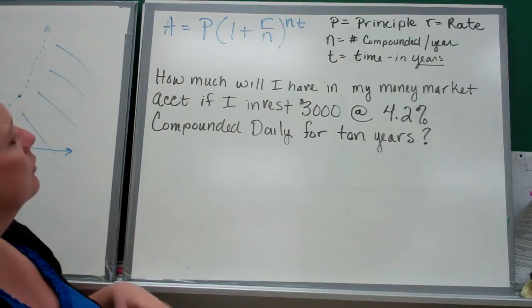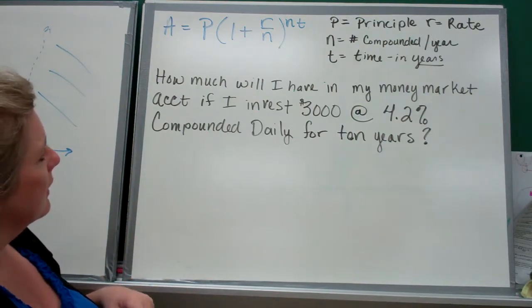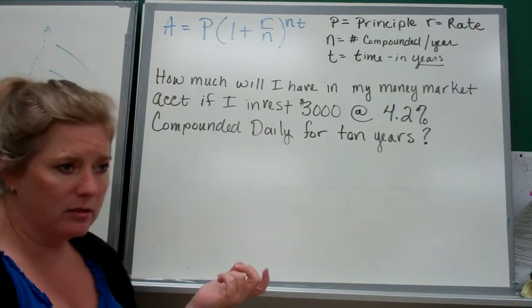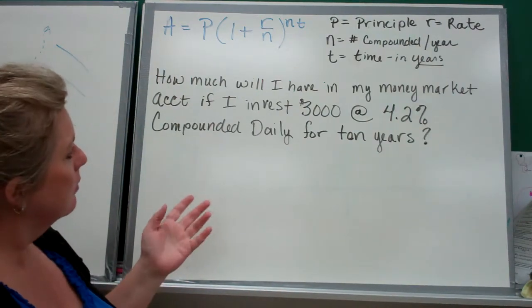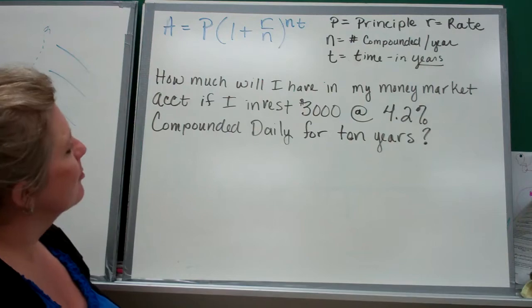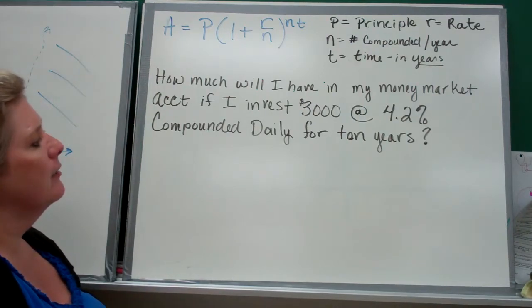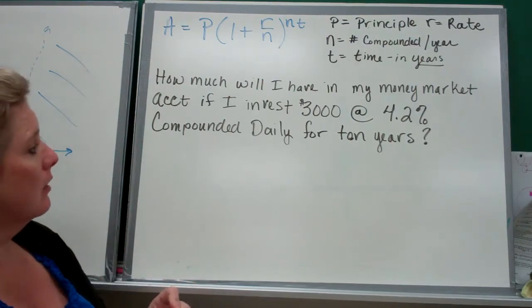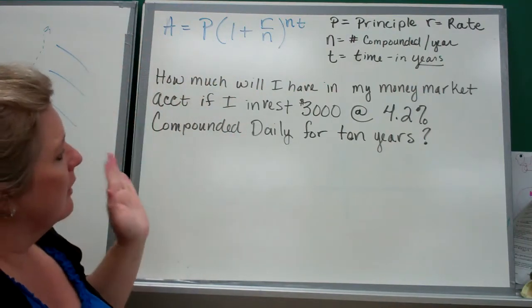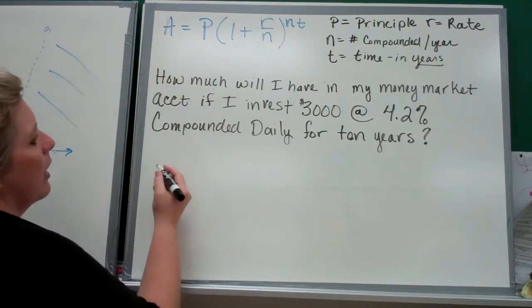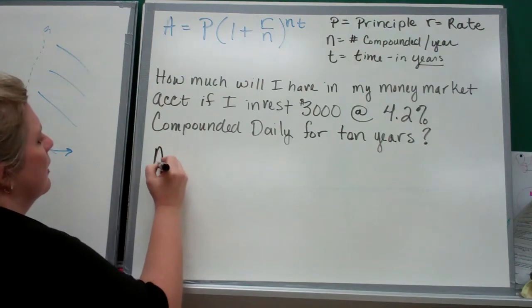Okay, so let's say I have a money market account that I invested $3,000 in. I wish, but whatever. I got 4.2% interest rate compounded daily for 10 years. Okay, you use the formula. That's all you have to do. I want to find out how much is in that account after 10 years.